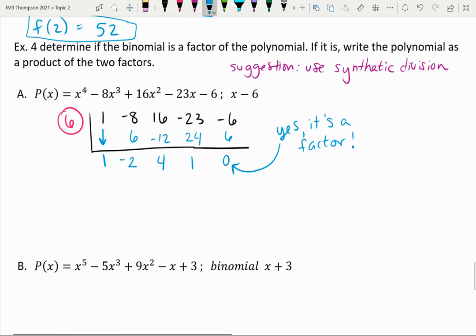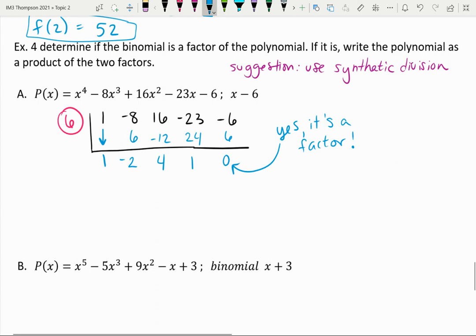So again, a two-part problem. Determine if the binomial is a factor of the polynomial. Yes, it is. You could also determine that using just the remainder theorem. But if it's a yes, then you have to do synthetic or long division after that because I need the result. So it says, if it is, write the polynomial as a product of two factors. Well, one of the factors is x minus 6, and the other factor is what I get left when I divide by x minus 6.